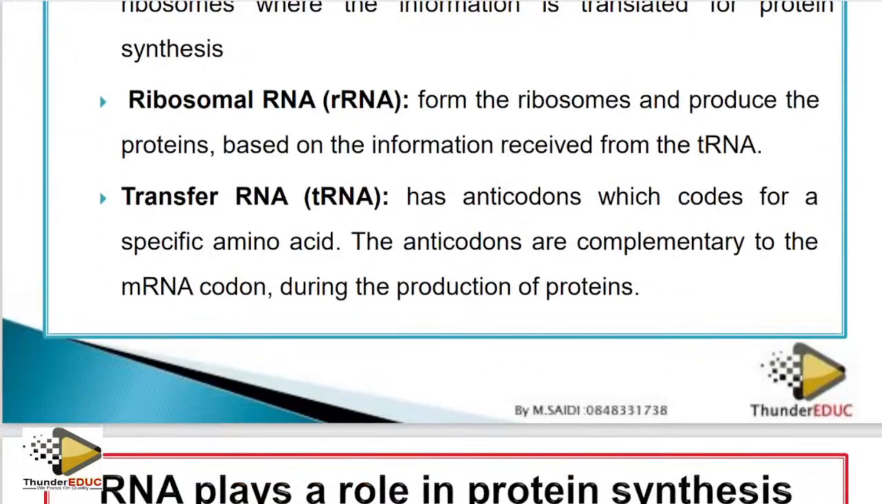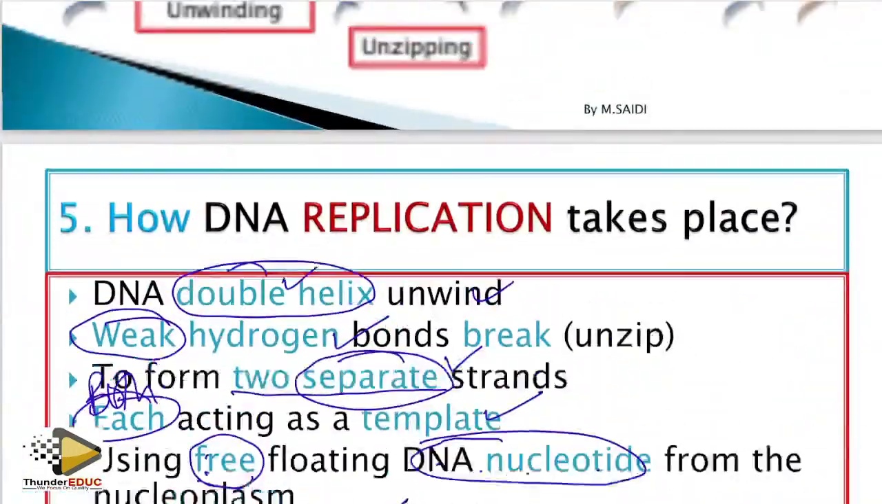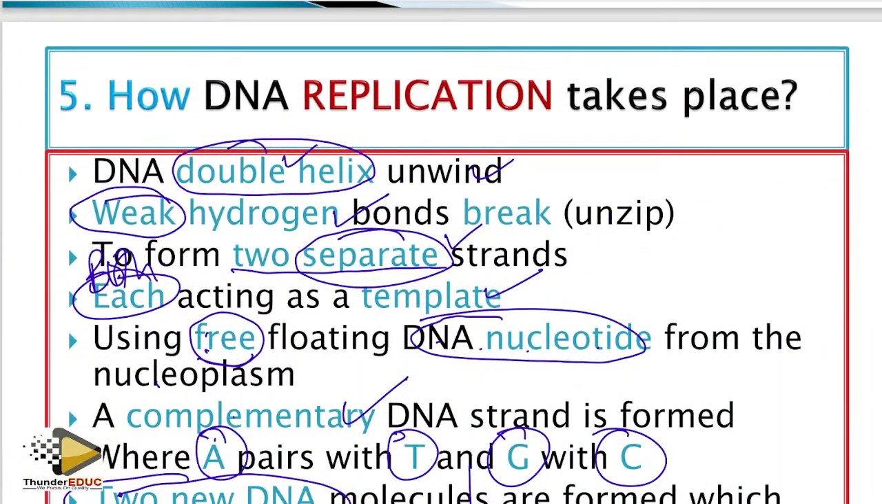DNA replication is the process by which DNA makes identical copies of itself. When does it occur? It occurs before the cell divides, or during interphase. Remember, interphase is not a phase of meiosis. We shall see that when you go to meiosis. It's not a phase of meiosis.